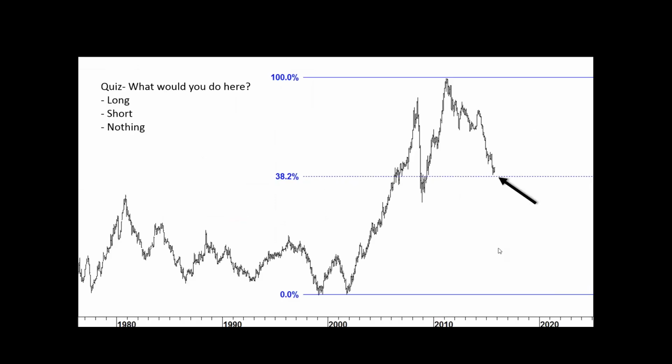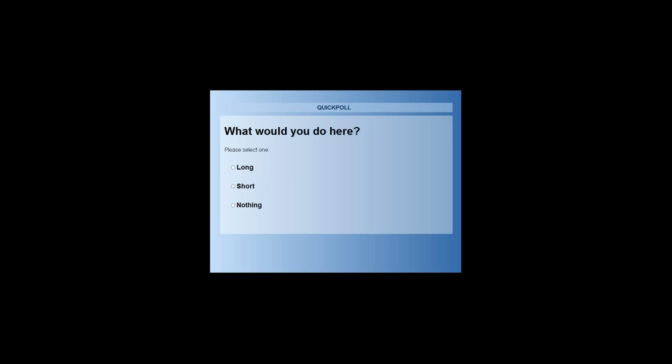Thanks, Ryan. Just a couple of things that we're going to talk about 3 weeks from now. I want to share this long-term pattern, and one of the last quizzes of the day is, what would you do here? You see this asset, we're looking at 35 years. You see that it's come off. It's at a 38% Fib level based upon a 12-year movement. So again, like we've been doing, would you go long, short, or do nothing here? We're going to launch the quiz, and what would you guys do, guys and gals?